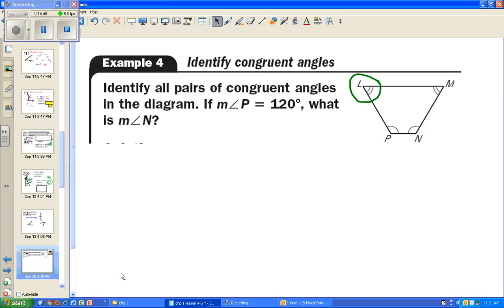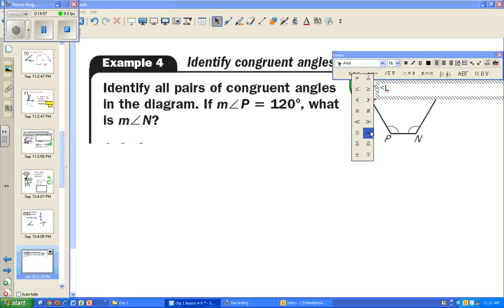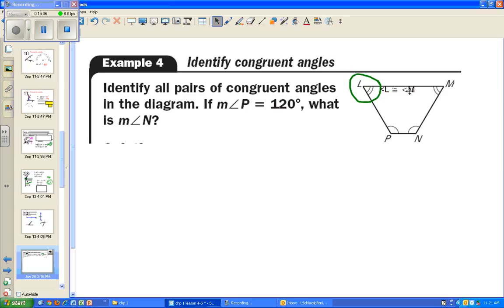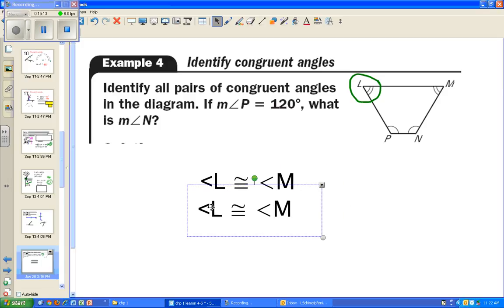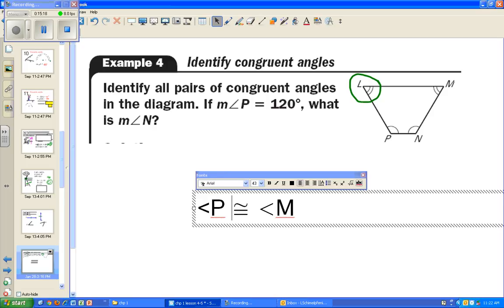We're going to say angle L is congruent, let's see if I can find the congruent symbol quickly. Yes, I can. So we're going to say congruent to angle M. And again, I'm cheating a little bit with using the less than symbol, but remember, if you were writing this out, use the real one. And then we're going to say angle P is congruent to angle N.